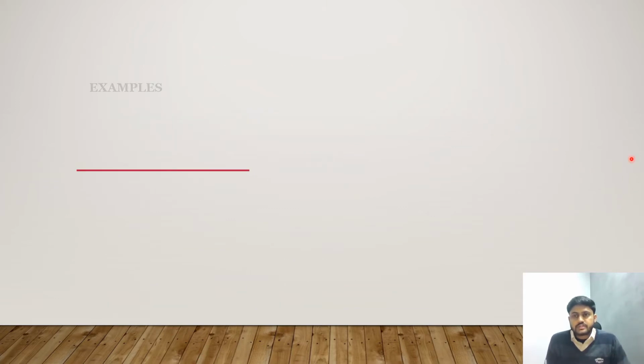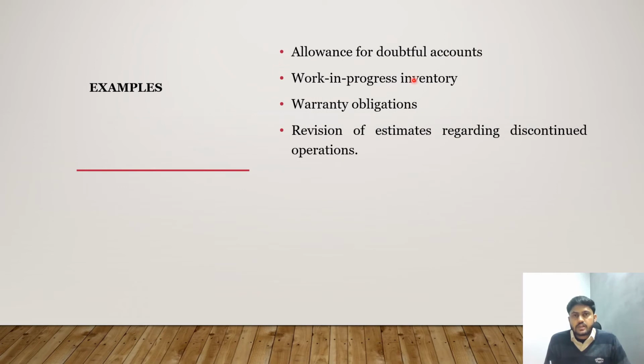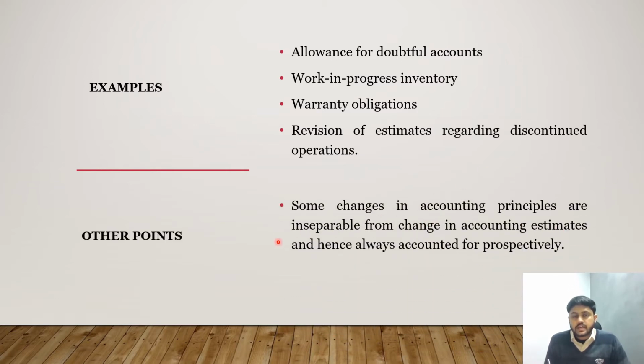So what would be the examples of changes in accounting estimates? Changes in allowance for doubtful debts, changes in work in progress inventory, changes in the estimates of warranty obligation, revision of estimates of discontinued operations. And we have one extra point here: some changes in accounting principles are inseparable from changes in accounting estimates. What does that mean? That some changes are accounting estimates as well as accounting principles. The example of that would be changes in method of depreciation. We have already discussed that this change is a change in accounting estimates. Now in the next slide I'll tell you how it is a change in accounting principle.